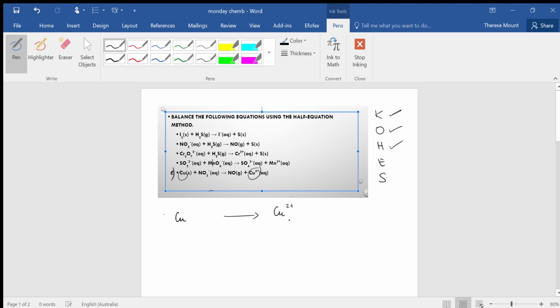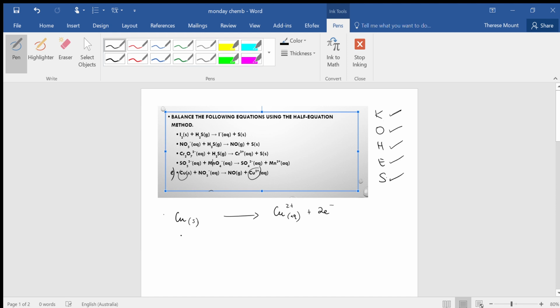Electrons, overall charge of 2+ on this side. So I need to bring that down by 2 electrons because it's a charge of 0 on this side. Now it is a charge of 0 on this side, so that's good. And now I just need to add my states. So aqueous and solid. So the states are done.